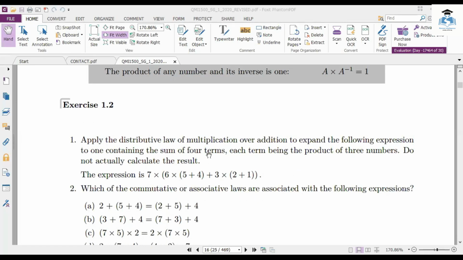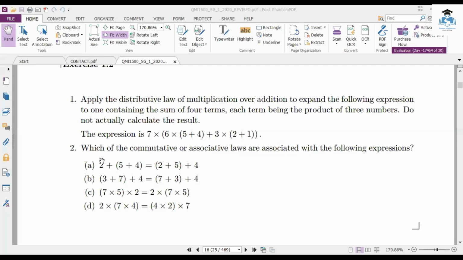Now, apply the distributive law of multiplication over addition to expand the following. So if you are to check, that's how we were calculating before. So this one will be easier to do. That's what we were doing at that time, whereby we'll move bracket by bracket, bracket by bracket.